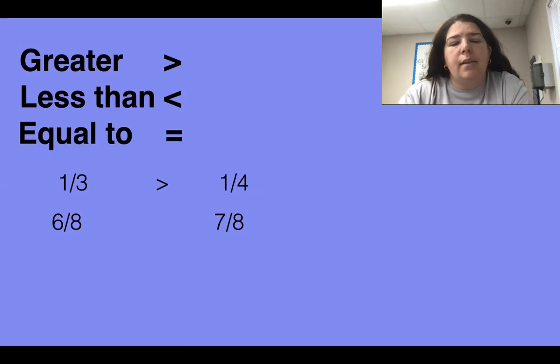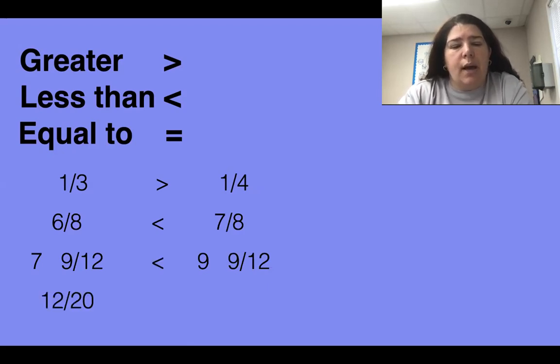How about 6/8 and 7/8? Good. 6/8 is less than. How about 7 and 9/12 compared to 9 and 9/12? Look at that whole number. That should give you the hint. It is less than. And our last one, 12/20 and 14/20. That should be simple. 14 is larger, so we're going to put a less than sign.